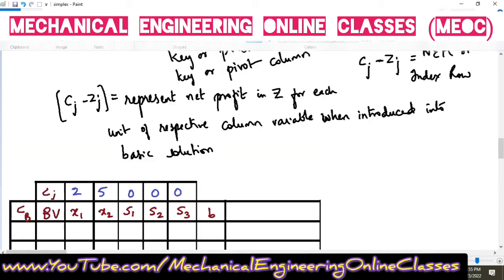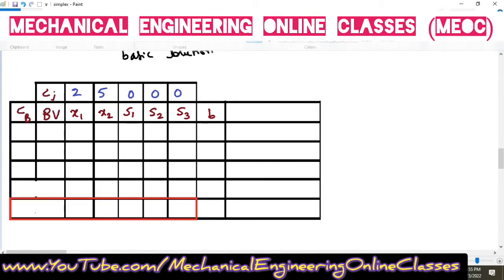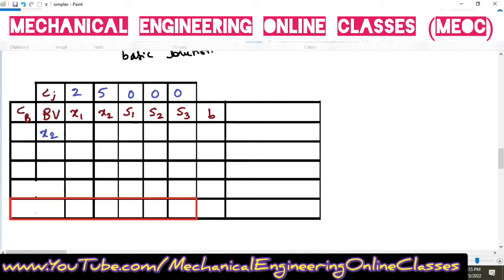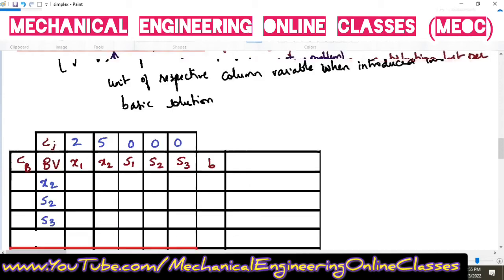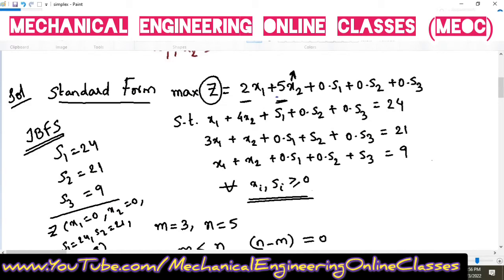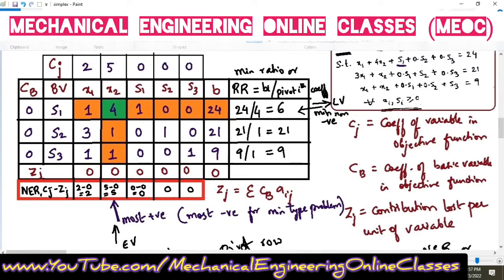Now under basic variable, what do we have? In place of S1, X2 should come. So this is X2. Then S2 and S3 are the other basic variables. So let us write S2 and S3 here. Coefficients of basic variables in Z are: coefficient of X2 in Z is 5, for S2 it is 0 and for S3 it is 0. So this will be 5, 0 and 0. Now let us see what to write in place of the first constraint.